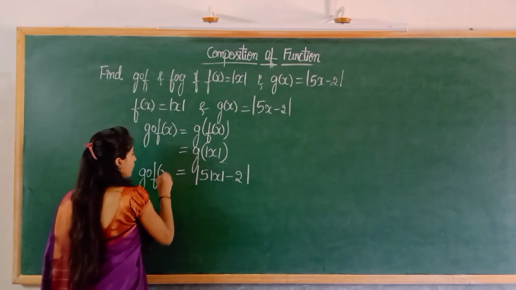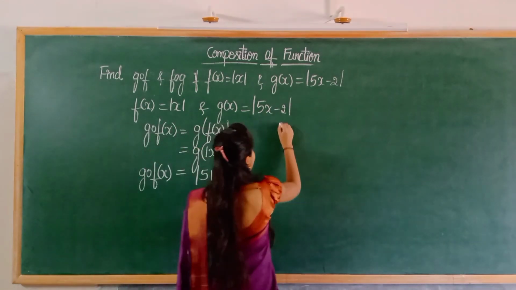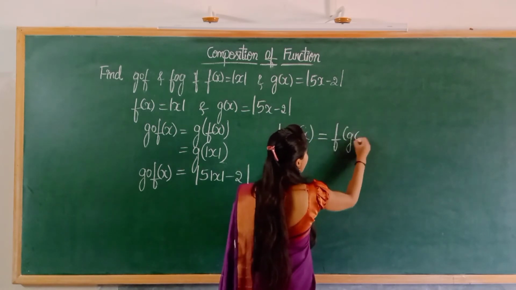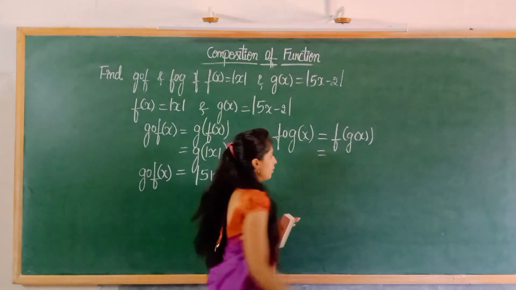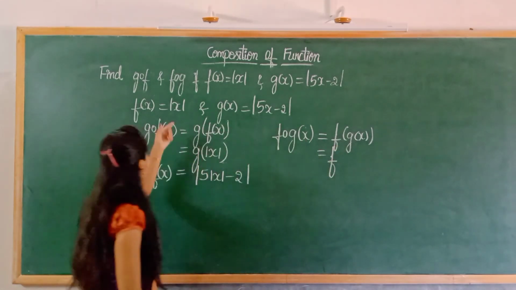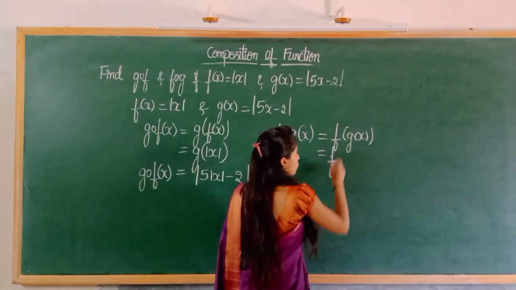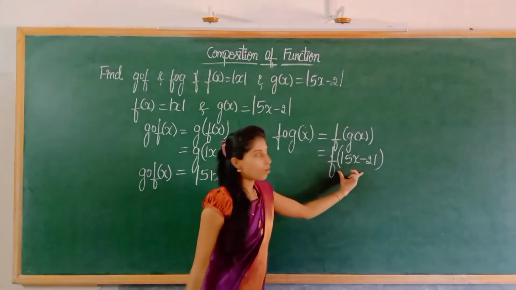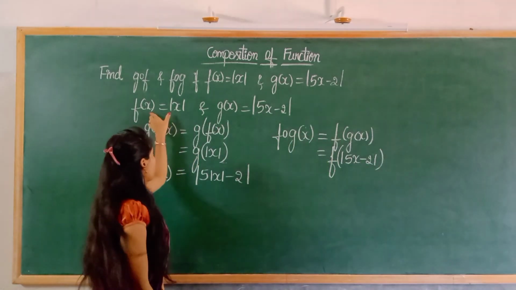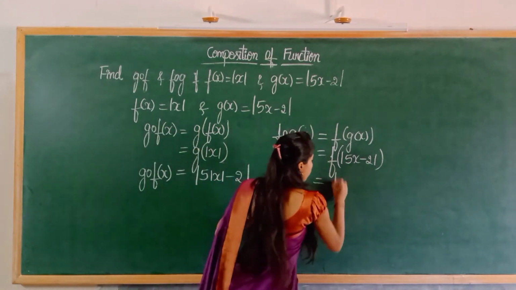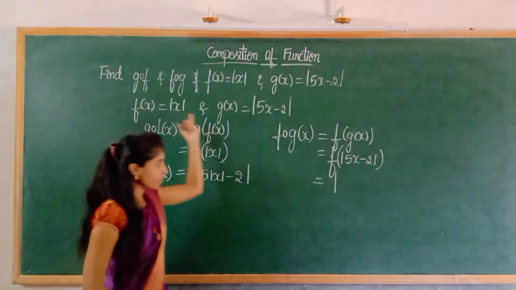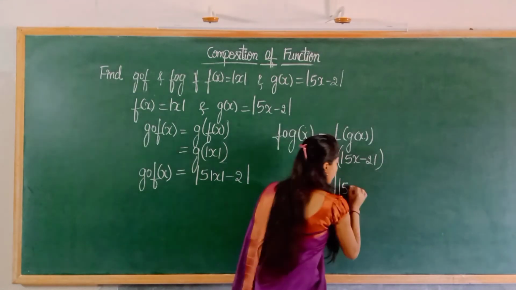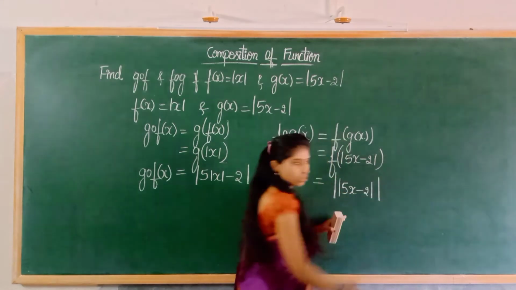The next is f composition g of x. Then f of g of x, and the value of g of x is mod 5x minus 2. It is in the form of f of x, right? In f of x they gave mod x. We have to write mod within that; this is the value of x. So within the mod you have to write one more mod 5x minus 2. This is our f composition g of x.